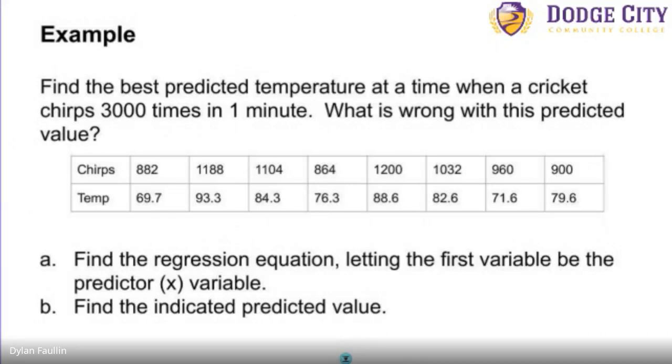Yeah, okay. I don't know, the wording on that's a little bit weird, but I'm sorry about that. What is wrong with this predicted value? So we're going to go ahead and make the prediction, but then we're talking about, so I just said the thing that you didn't have to worry about actually is the issue that they want us to talk about here.